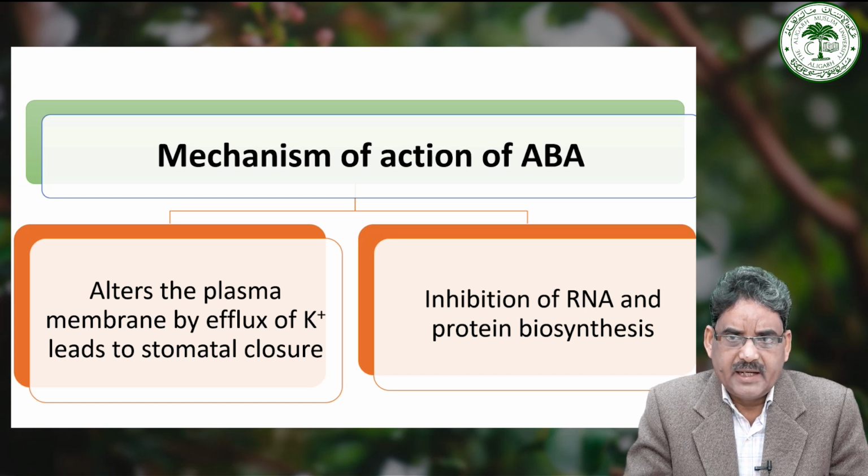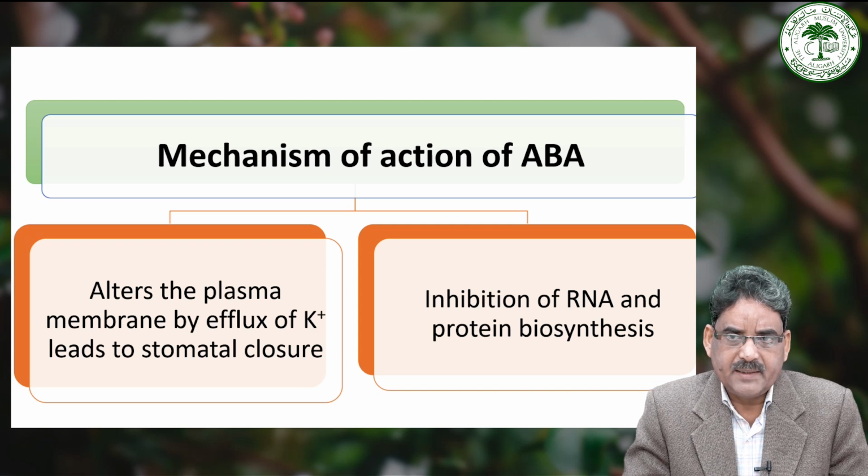Moving to next, ABA promotes the inactivation of GA by converting it to glucoside, thereby impeding the functions of GA in processes such as seed germination, dormancy, and growth.